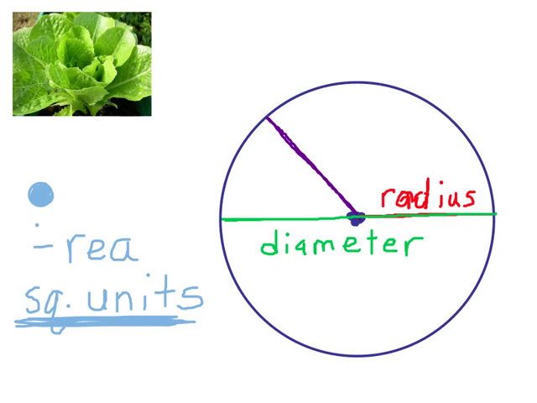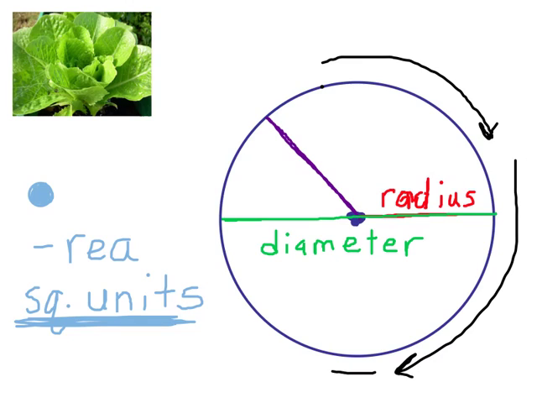The other thing we're going to talk about today is circumference. Circumference is the distance around a circle. The circumference is the distance around the circle. You can see I'm highlighting the outer part of the circle. You can think of it as the perimeter of the circle. It's not in square units, it's just in regular units. It's the distance all the way around the circle. Almost like if you took a piece of string around the circle, that would be circumference.